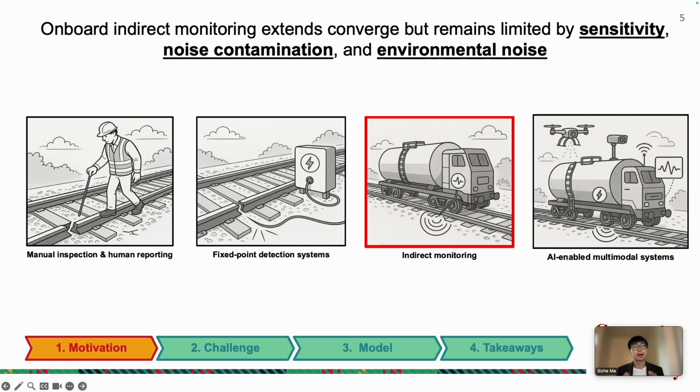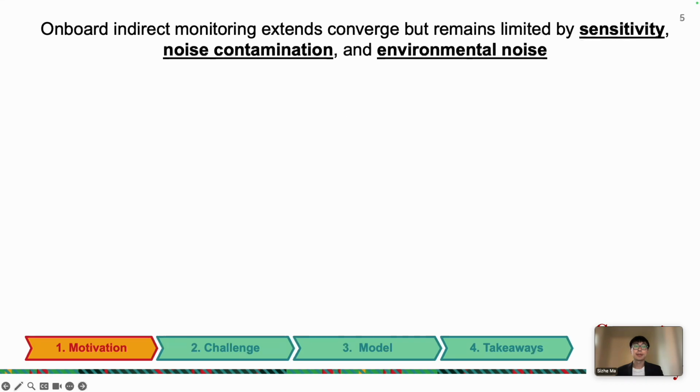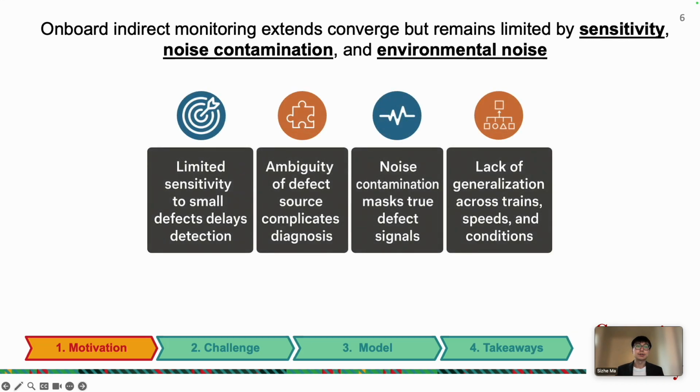However, indirect monitoring does have its own problems that are currently hindering the transition from research promise to broader industry practice. These drawbacks include limited sensitivity to small defects and noise contamination, and all of these adding up further limit the generalizability of different systems or algorithms across different trains, speeds, and conditions.